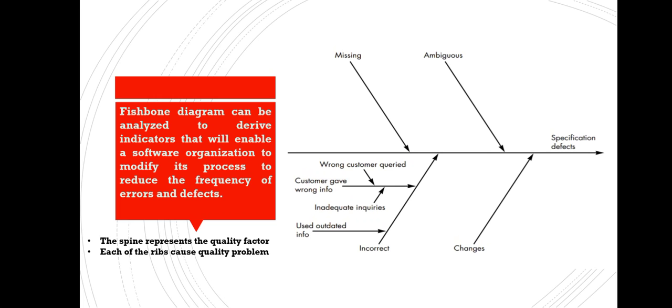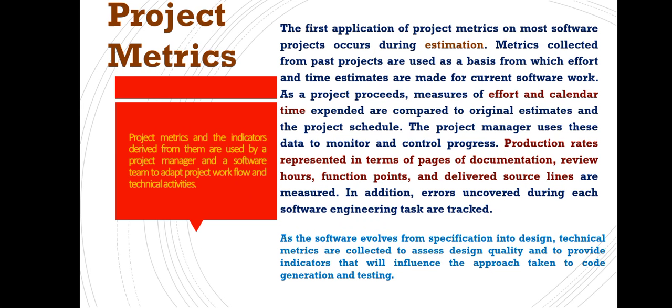So hope you understood this diagram with explanation. This diagram is represented as a fishbone diagram. The next one is project metrics. The project metrics and the indicators derived from them are used by a project manager and a software team in order to adapt the project workflow and also technical activities. So I think everyone has an idea regarding the indicators and also project metrics that we have already discussed in the previous classes.